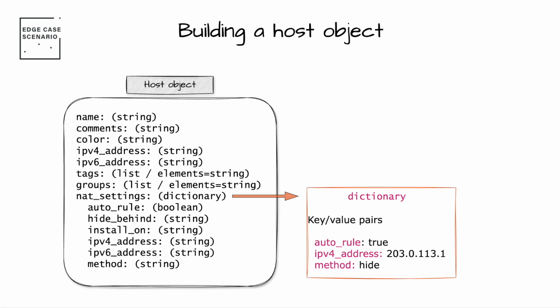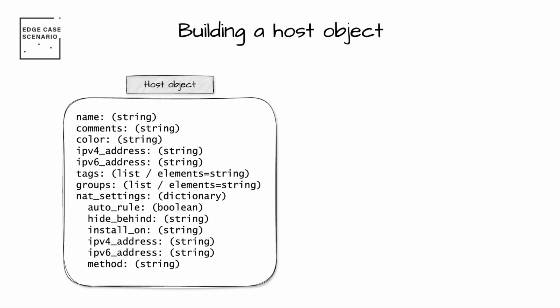One of the keys is nat settings. This key is a dictionary type with additional keys and values. The values of those inner keys are shown along with their value type. This is your host object model. Each of the object types have their own models. We'll see models of other objects soon.